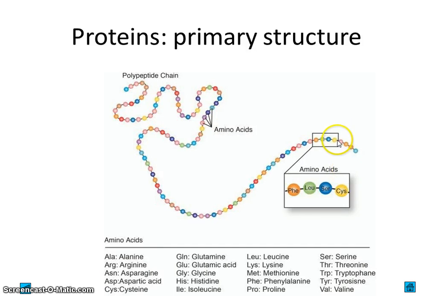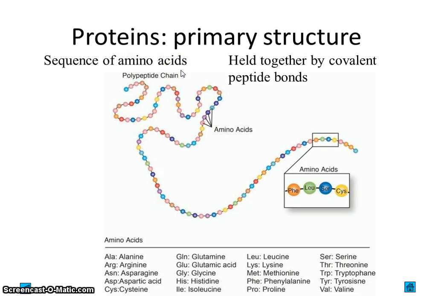And it's important to realise that that primary structure is held together by peptide bonds, covalent peptide bonds between the amino acids. So primary structure is the sequence of amino acids within the protein and held together by those covalent peptide bonds.